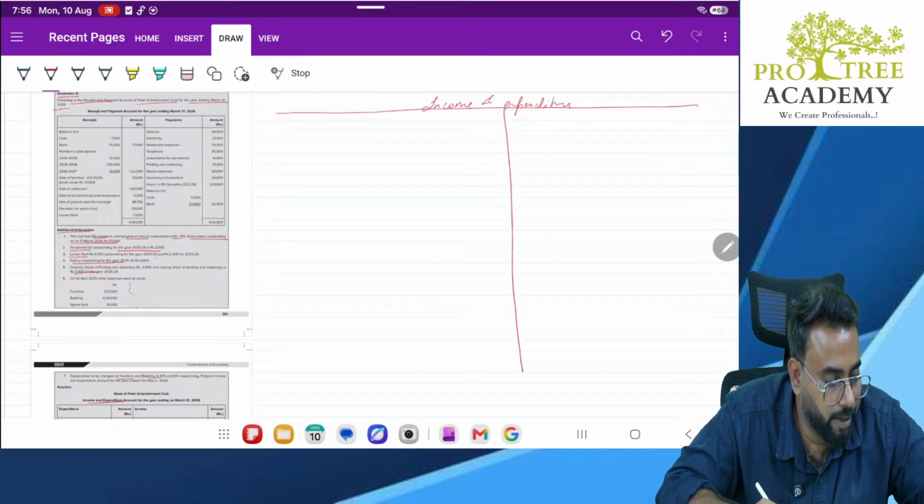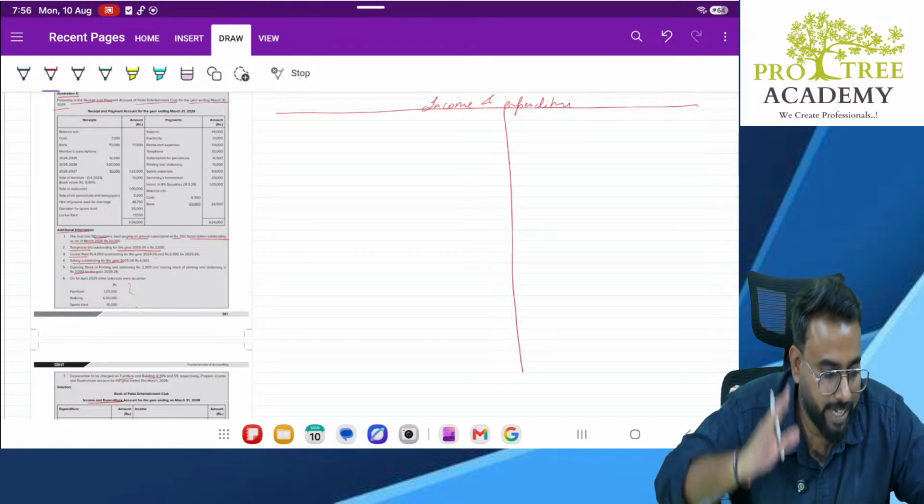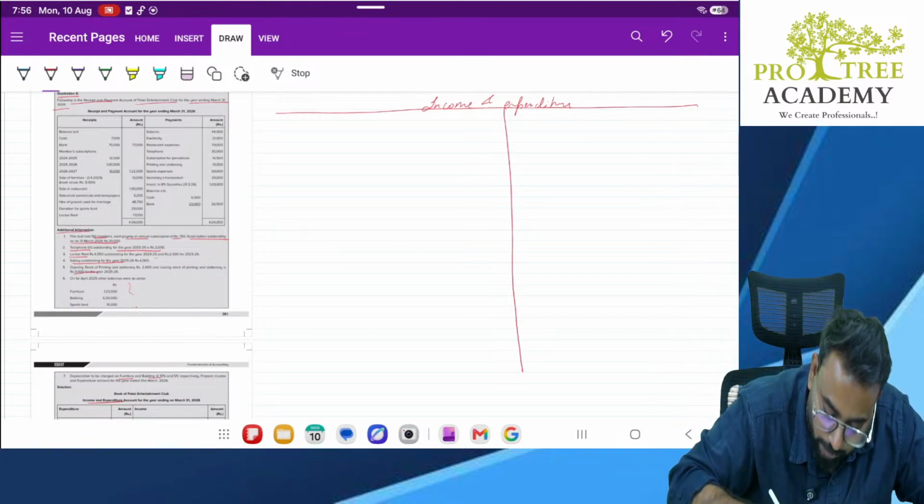Quickly we'll prepare. Okay? 10 minutes we'll finish it off. We still have 5 minutes left in the class. Yes. So 10 minutes we'll finish the things only. First we'll look at expenses. Expenses are easy, no? First we'll take care of expenses.